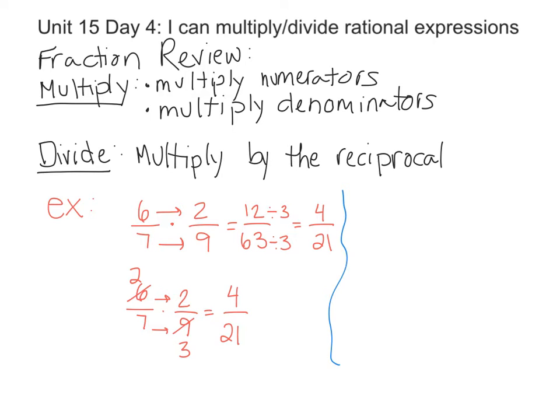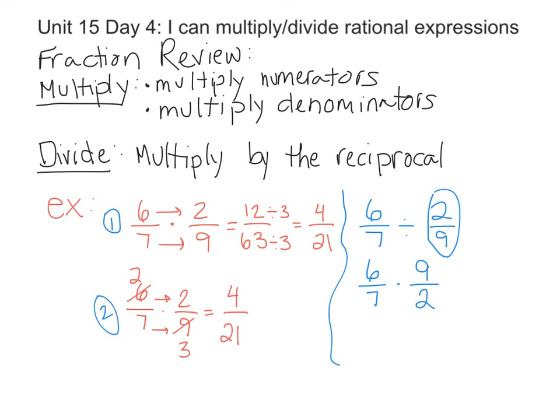Dividing. So again, to divide fractions, let's say we have the exact same problem, 6 over 7 divided by 2 over 9. Okay, so to divide fractions, we are going to multiply by the reciprocal, only of the second one. Do we remember what a reciprocal is? We flip it. So this is really 6 over 7 times 9 over 2. Okay, so dividing by the reciprocal. And you can pick, do you want to do it this way, way number 1, or way number 2?